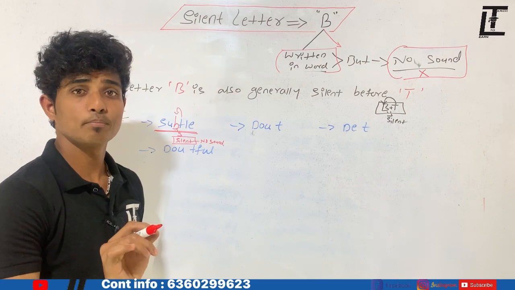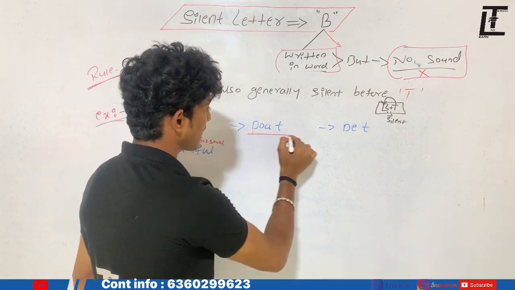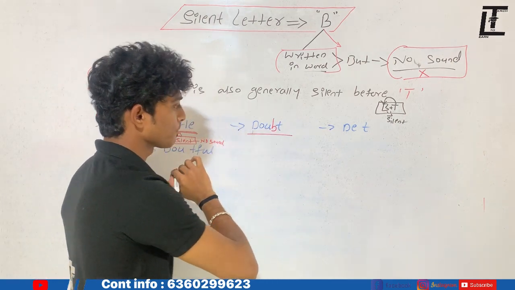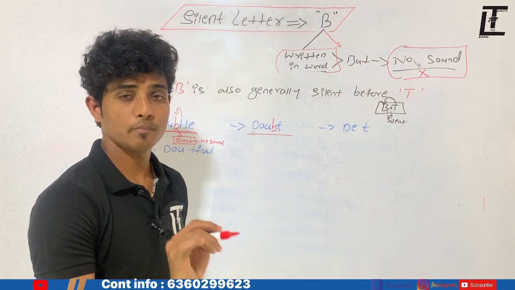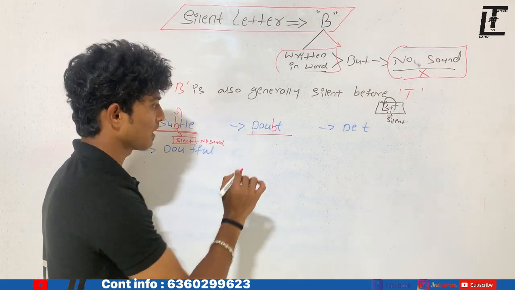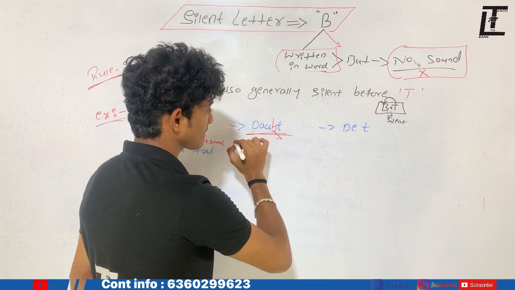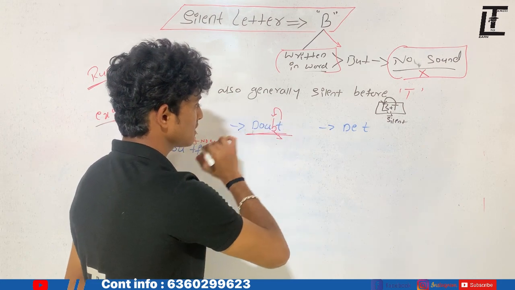We pronounce this as subtle, not subtle. We don't pronounce the B in doubt. We pronounce this doubt. B is a silent letter. Why? Because it is before this T.